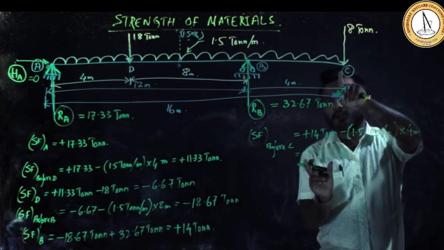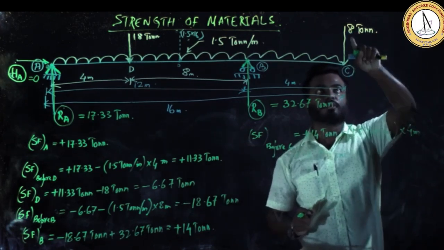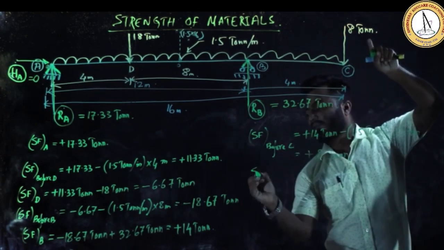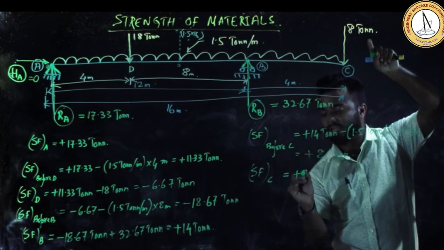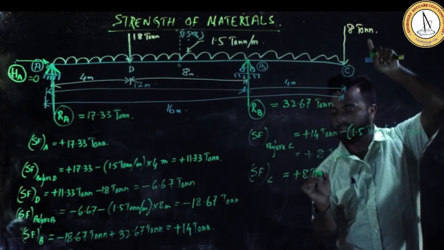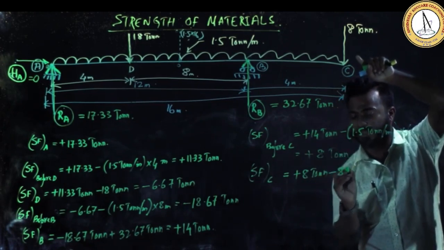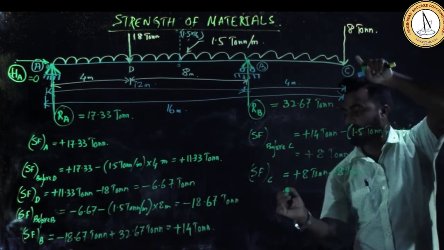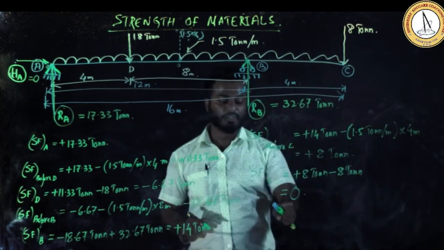Now plus 8 ton is also an algebraically summed value. With that there is a downward force of 8 ton. So the shear force exactly at C is equal to plus 8 ton, the already algebraically summed value, and there is a downward force, which is minus, with magnitude 8 ton. So the answer of the shear force exactly at C is 0.